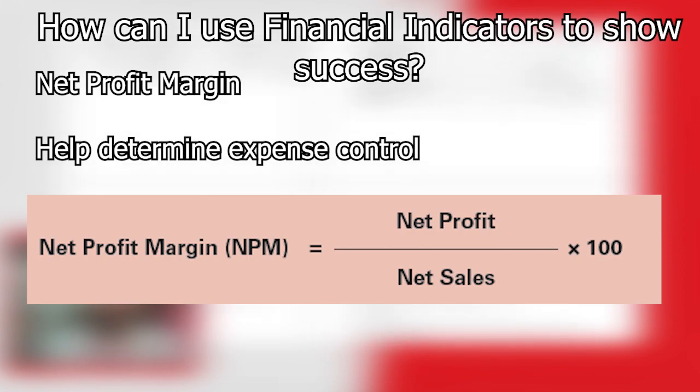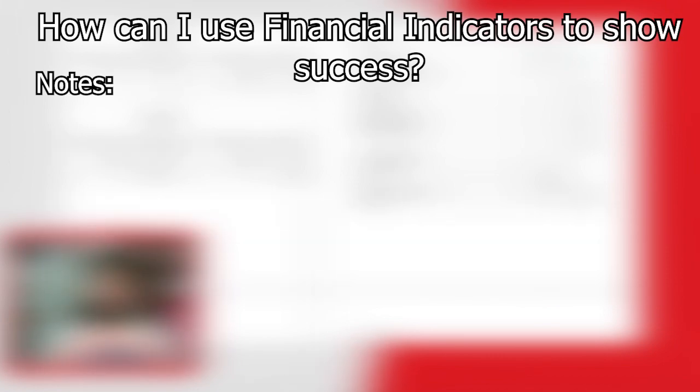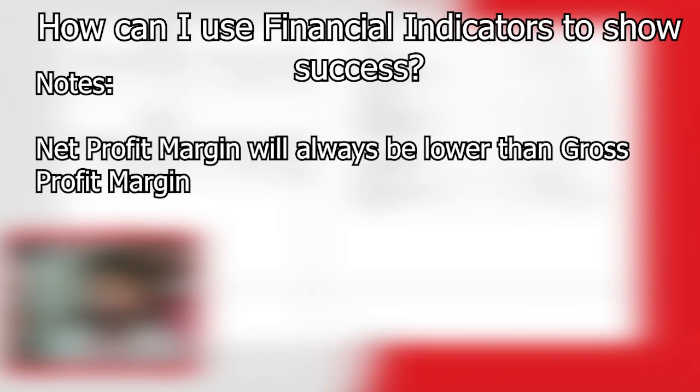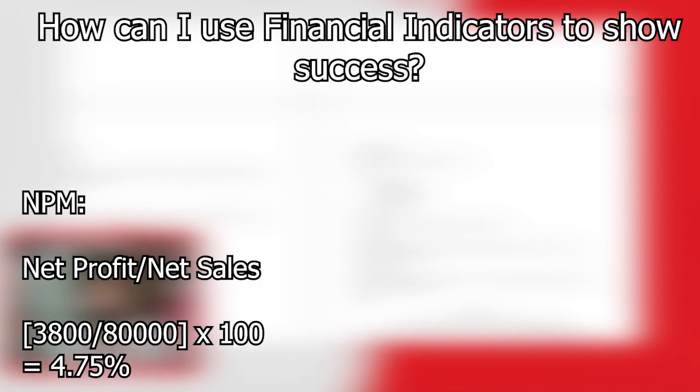So if we would apply it here, that would mean that 30,000 divided by 80,000 times 100, while the net profit margin is 3,800 divided by 80,000. So some things to note here is that, firstly, your net profit margin will always be lower than your gross profit margin. So we're going to have those numbers on the screen now.